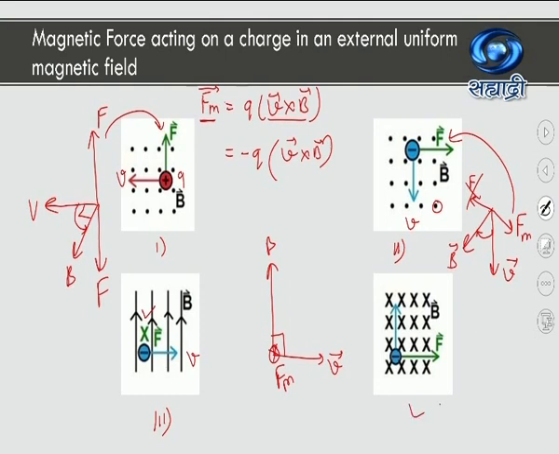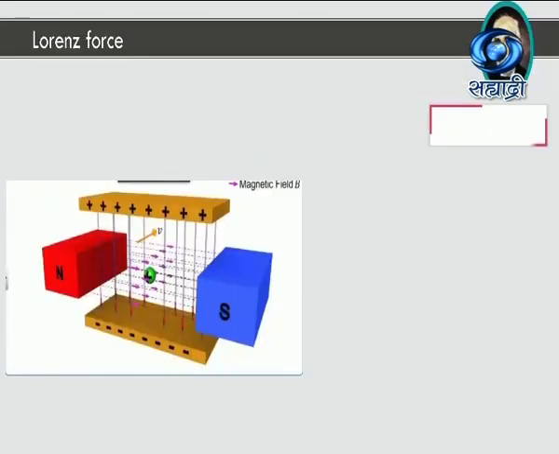Likewise, you can use the knowledge of what I have explained in the first three cases and find out the direction of force for the fourth example. I leave this to you. Lorentz force. What is this Lorentz force?